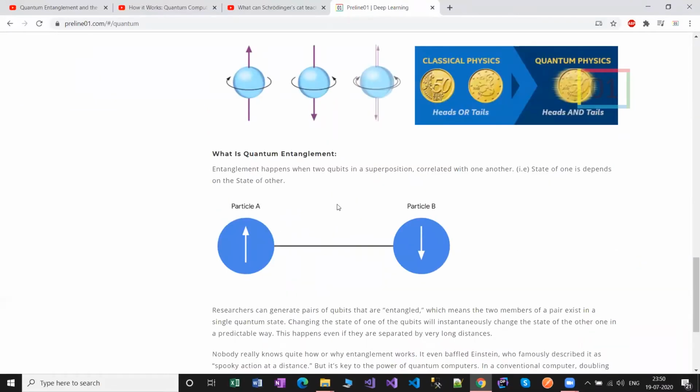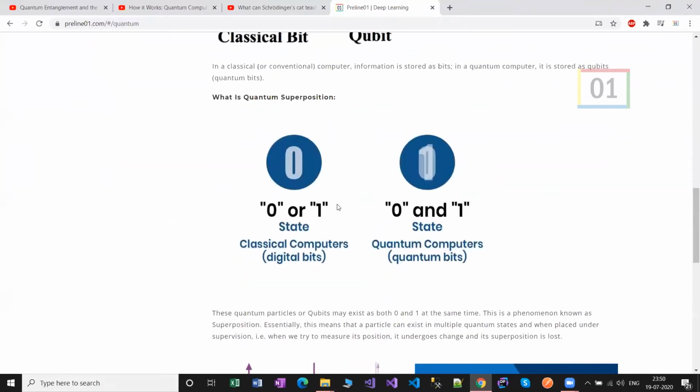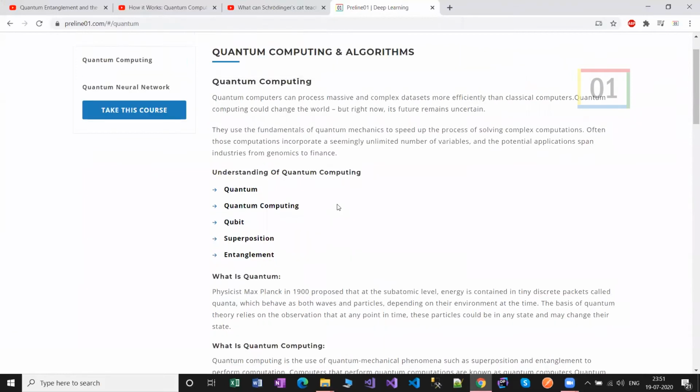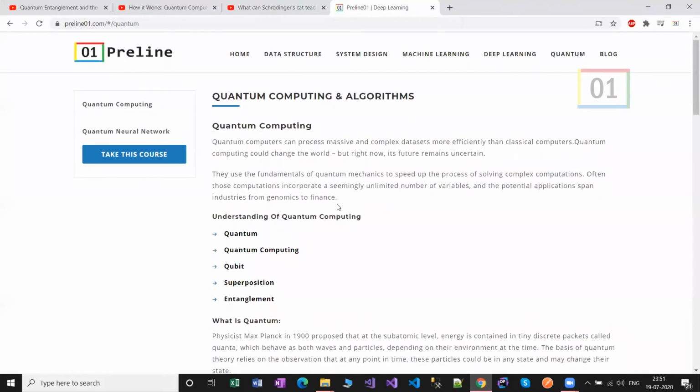Before getting into the coding part, we should understand what quantum is and how we can apply it to real-world applications. Many videos on the internet are about quantum computing. Why are they so confusing? Let's see. First, what is quantum?